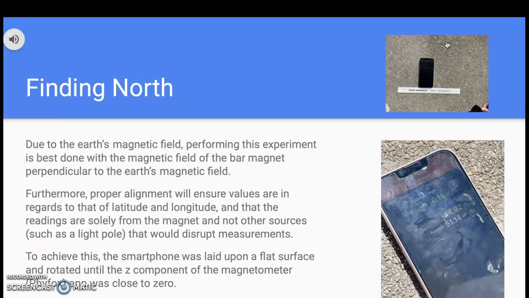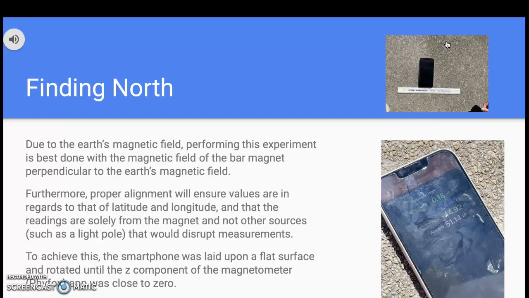Since Earth has a magnetic field, we must account for it, and therefore find north by using the bar magnet and making sure it is perpendicular to Earth's magnetic field. With this in mind, it will allow us to find proper alignment in regards to latitude and longitude, and therefore ensure all readings are not including disruptive fields.